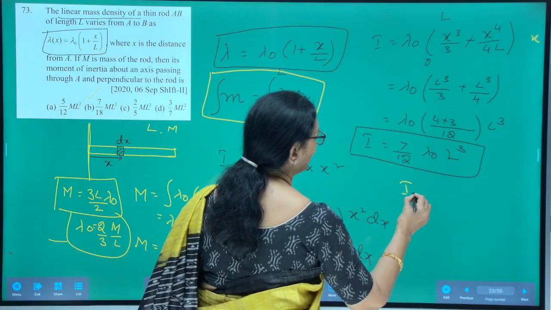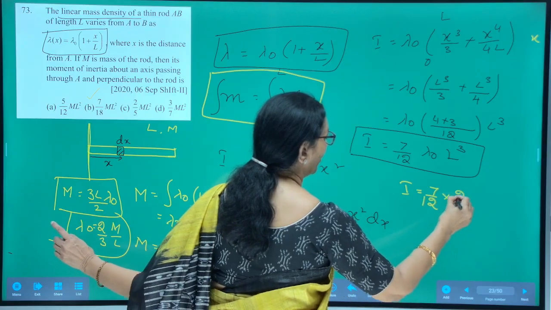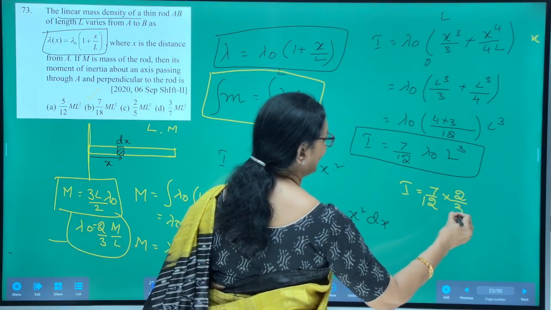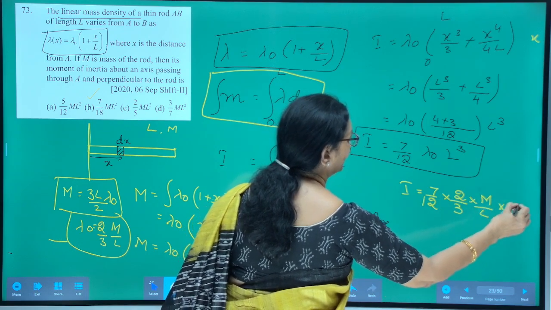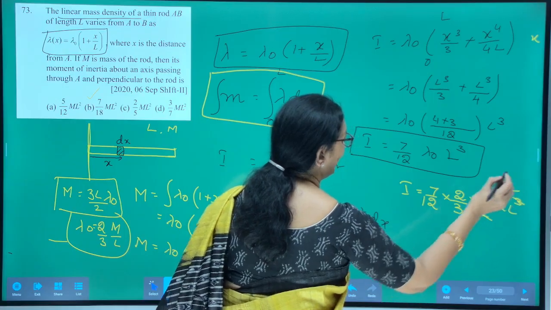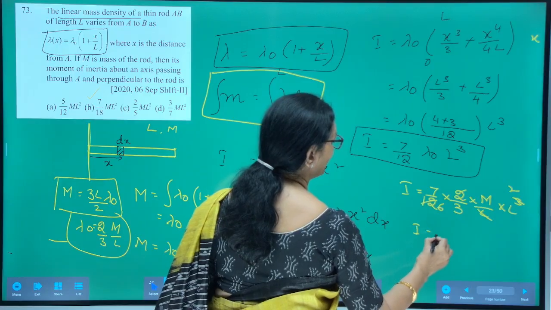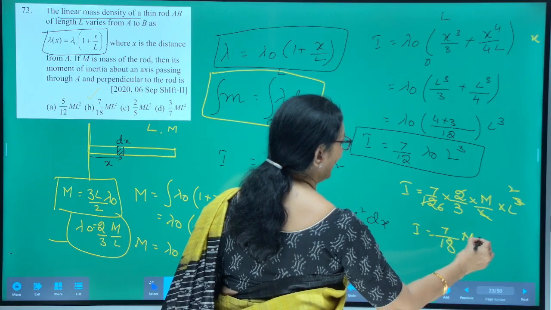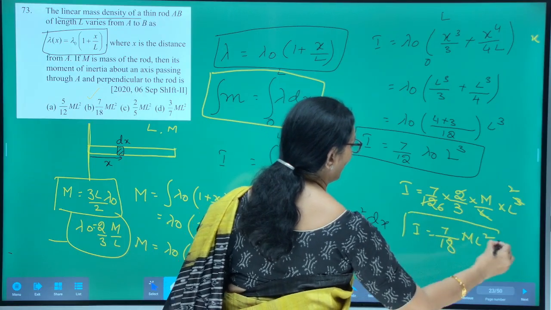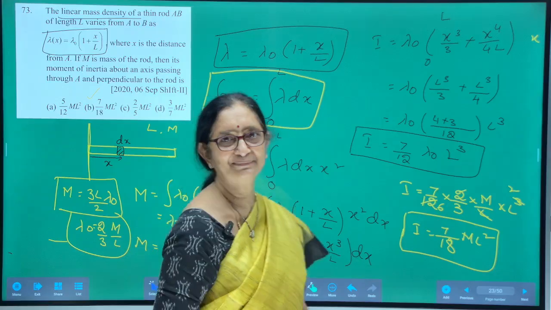So, I is equal to 7 by 12 lambda naught, which is 2 by 3 m by L, into L cube. So, this gets cancelled, L square times, this gets cancelled 6 times, I is equal to 7 by 6, 3s are 18, m L square. That is the moment of inertia. So, this is option B.